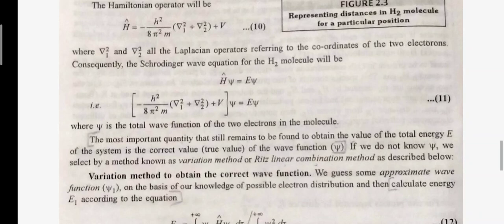The most important quantity that still remains to be found to obtain the value of the total energy E of a system is the correct value of the wave function. If we do not know ψ, we select it by the method known as the variation method and the linear combination method, as described below. Variation method to obtain the correct wave function: we guess some approximate wave function on the basis of our knowledge of possible electron distribution and then calculate energy E according to the equation.